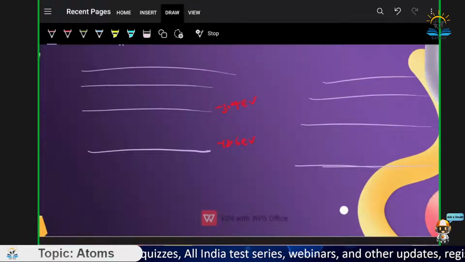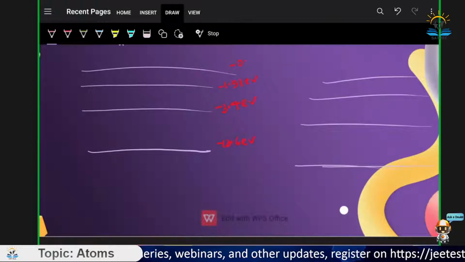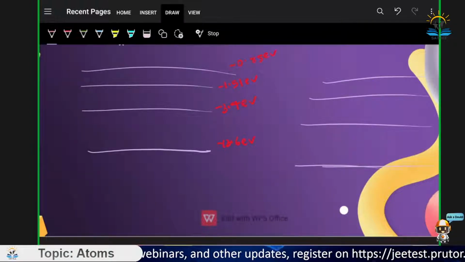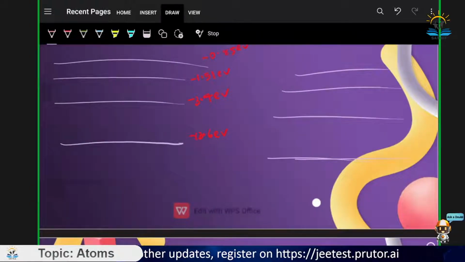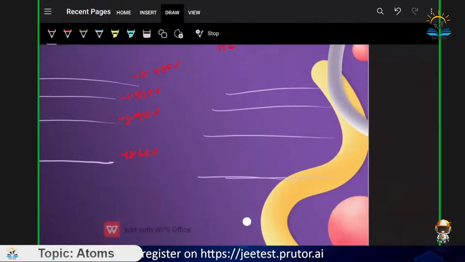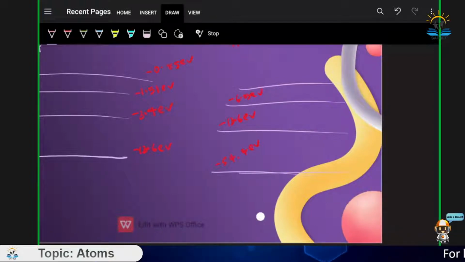Hydrogen n equal to 1, energy is minus 13.6 eV, n equal to 2 minus 3.4 eV, n equal to 3 minus 1.51 eV, n equal to 4 minus 0.85 electron volt. Helium: minus 54.4 electron volt, minus 13.6 electron volt, minus 6.03 electron volt, minus 3.4 electron volt.